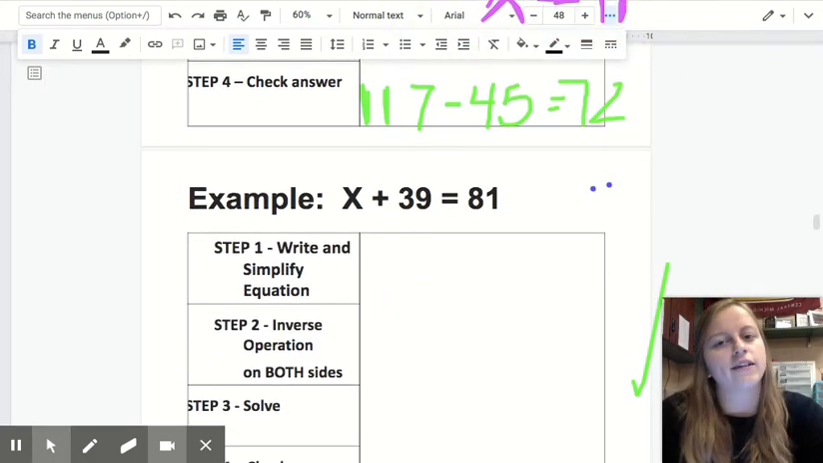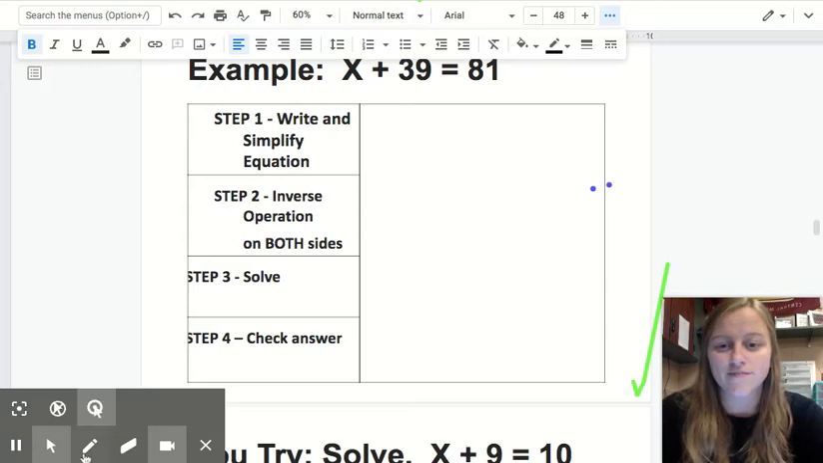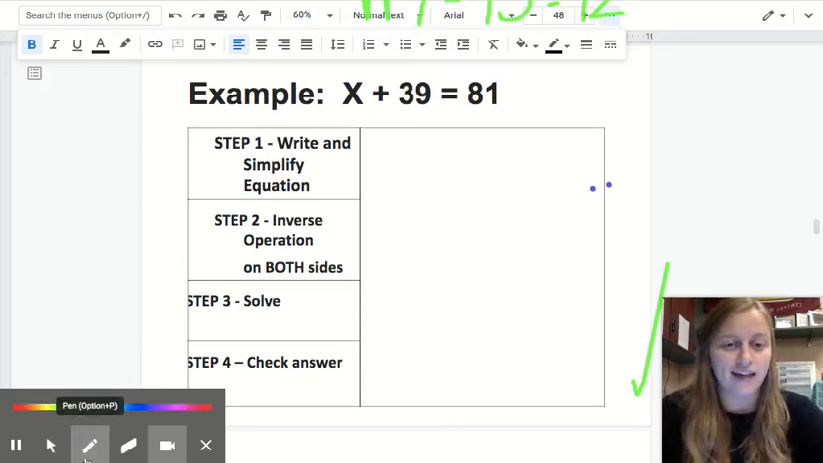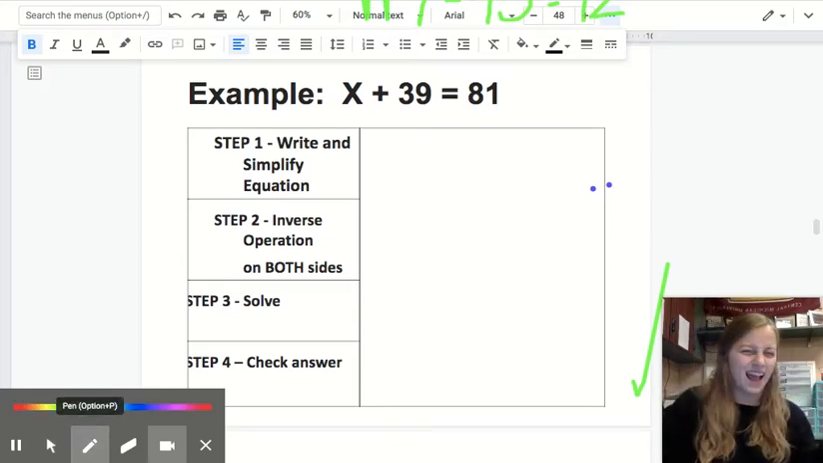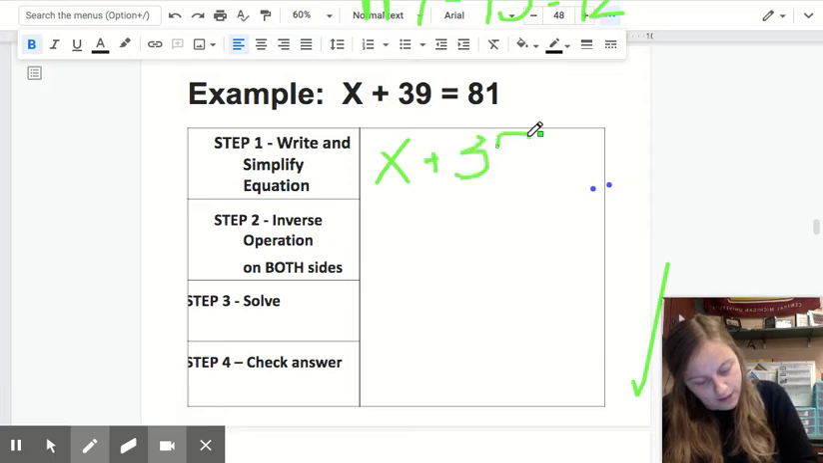Let's go ahead and look at another example. We have x plus 39 equals 81. So step number 1, write and simplify. Combine like terms if you can. I don't have any like terms on each side of the equal, so I'm good to go. I just write my problem. X plus 39 equals 81.